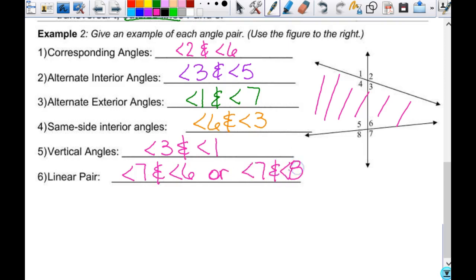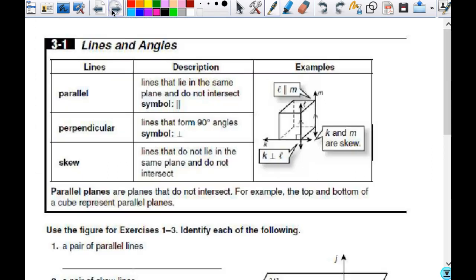Everybody understand why there's 2 options there for that one angle that we start with? Are there more linear pairs there? Yes, there's more of all these, but we're all good? All right, next page. So this is kind of a review of what we'd already looked at.